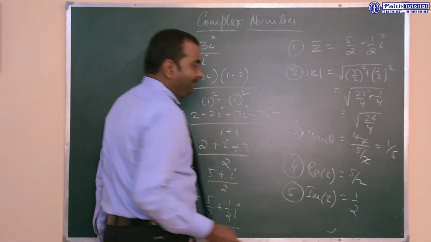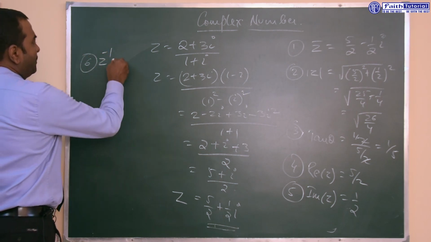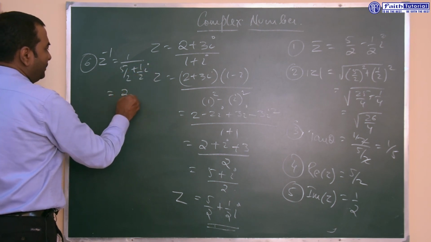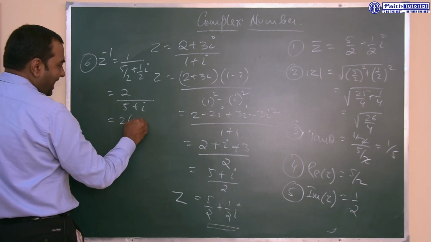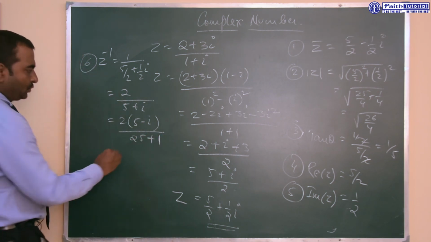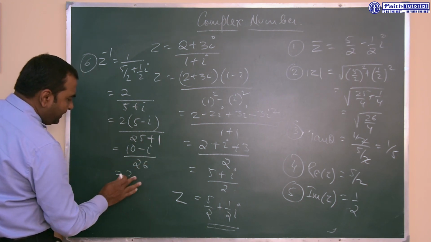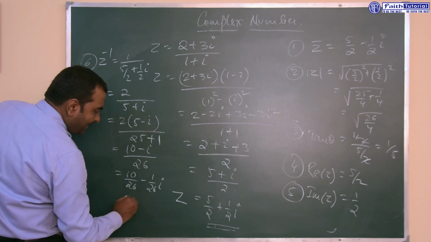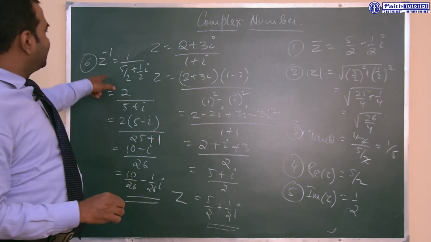And the most interesting one, number 6, z inverse is 1 by 5 by 2 plus 1 by 2i, that is 2 divided by 5 plus i. Again it has to be expressed in standard form, so that becomes 10 minus i divided by 26, that's 10 by 26 minus 1 by 26i. So that is the inverse of z.